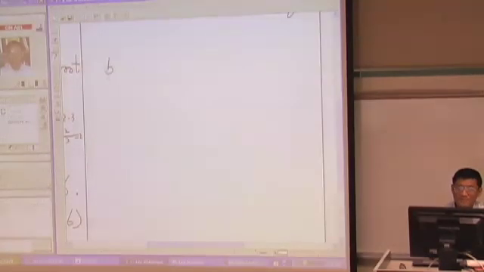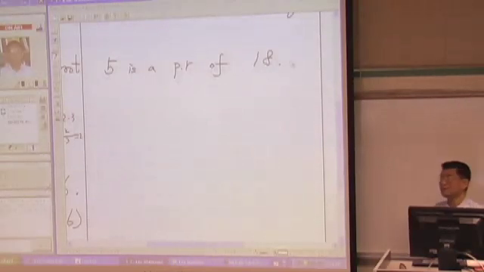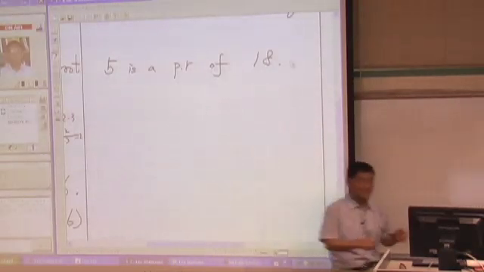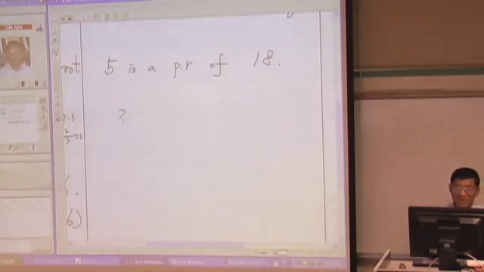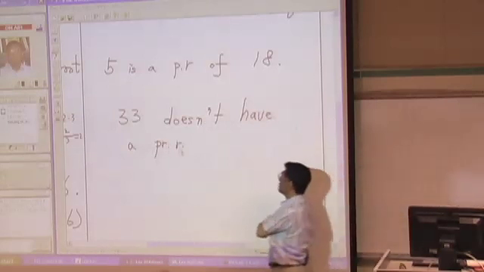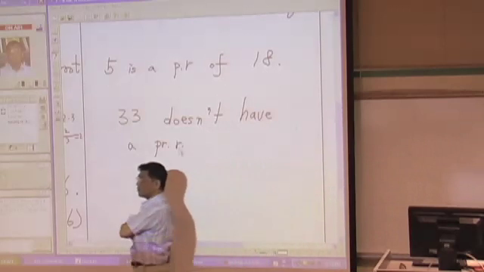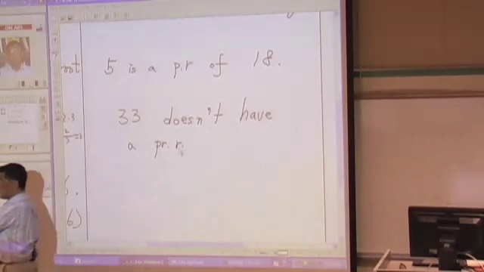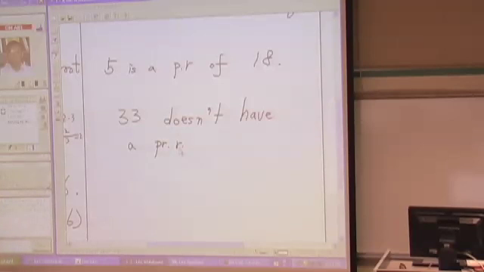Five is a primitive root of 18. Recall the previous fact: 33 doesn't have a primitive root, right? 33 doesn't have a primitive root. 18 has a primitive root, and 18 has, for instance, 5.